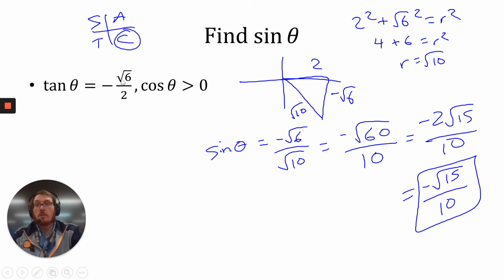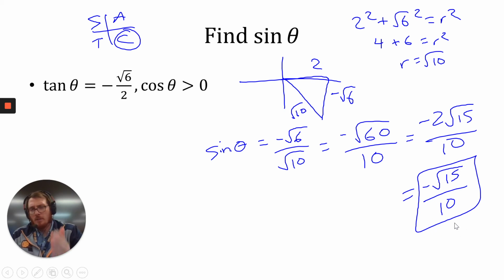Next one, tangent is negative root 6 over 2, but cosine is positive, so that means it has to be in quadrant 4 with the all students take calculus approach. The negative is the root 6 then, Pythagorean theorem, 4 plus 6, and then root 10 is your answer for that part. You rationalize the denominator, negative root 6 over root 10 becomes negative root 60 over 10. But don't forget you have to simplify here. 60 is divisible by 4, and so it's actually negative 2 root 15 over 10, which simplifies down.